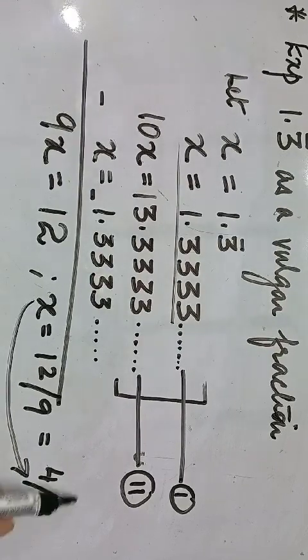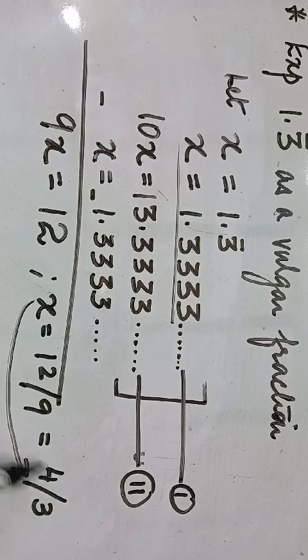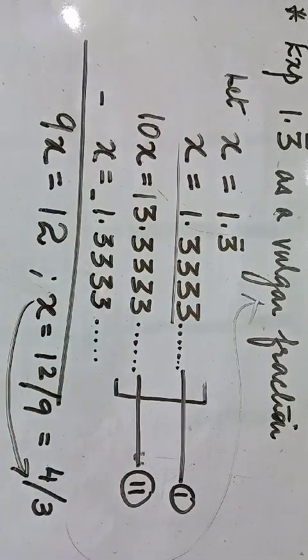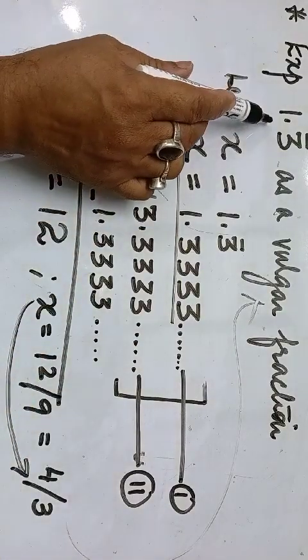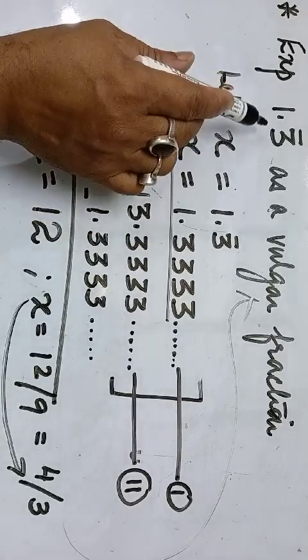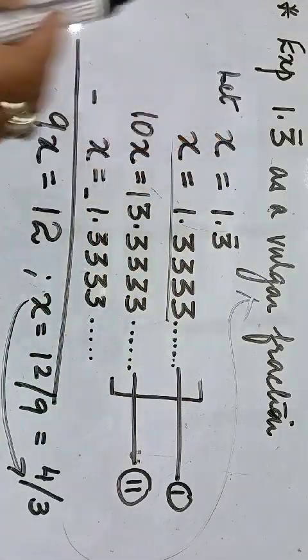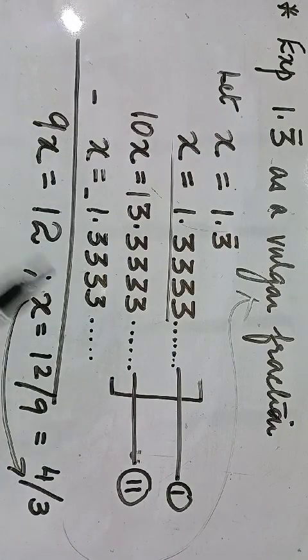Okay, this 4 by 3 is a number which is expressed in a particular format. If you remember, children, this format is one number upon another number, and this is exactly what is a vulgar fraction. Okay, so what was our question? Our question was to express this 1.3 bar as a vulgar fraction, because this was a decimal fraction.